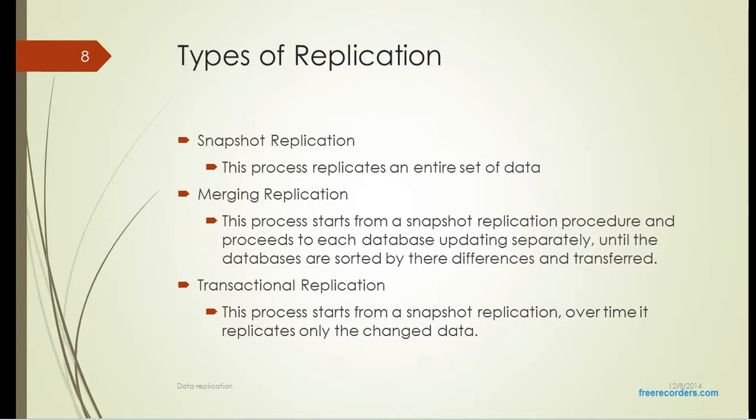We have 3 types of replication. We have the snapshot replication, which is a process where an entire set of data is replicated. And we have the merge replication, which is a process that starts from a snapshot replication procedure and proceeds to each database, updating separately until the databases are sorted by the differences and transferred. And thirdly, we have the transactional replication. This process starts from a snapshot replication. Over time, it replicates only the changed data.